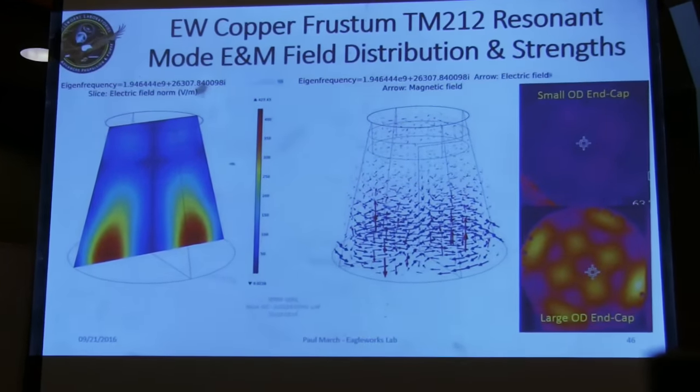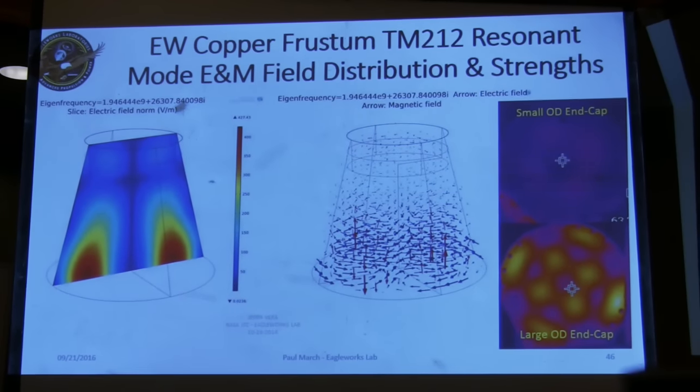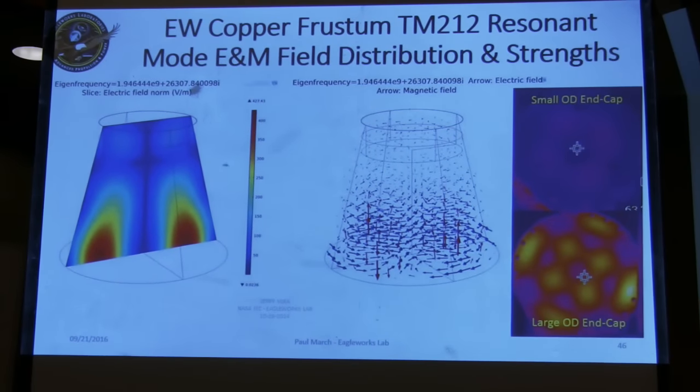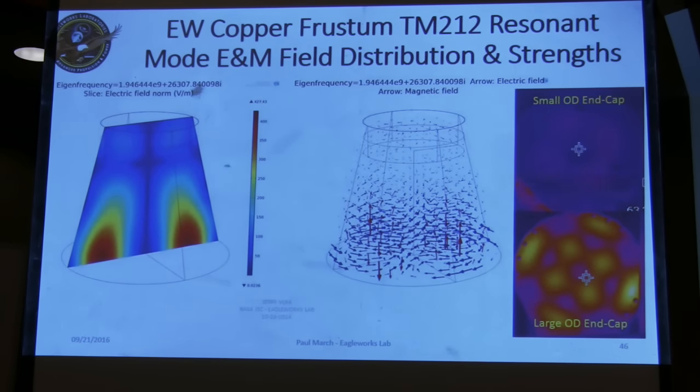So the electric field's not going to zero at the end cap because of the dielectric? Yes. So there's a normal component? There is a normal component there. There has to be.